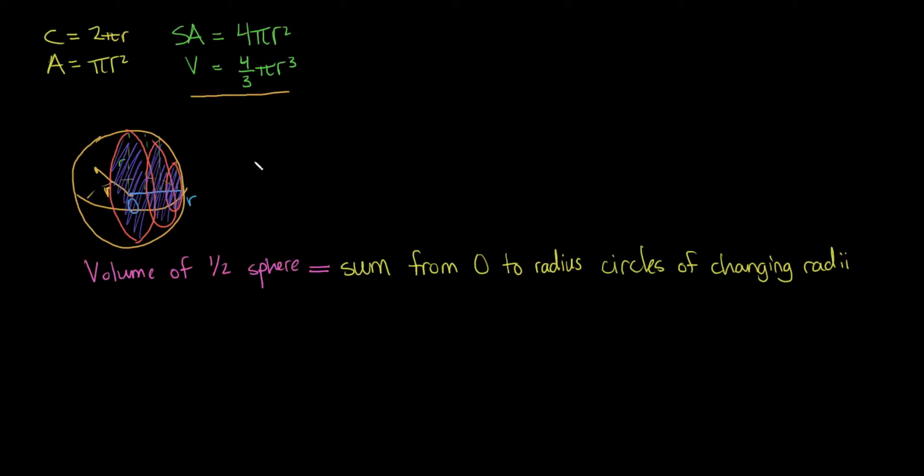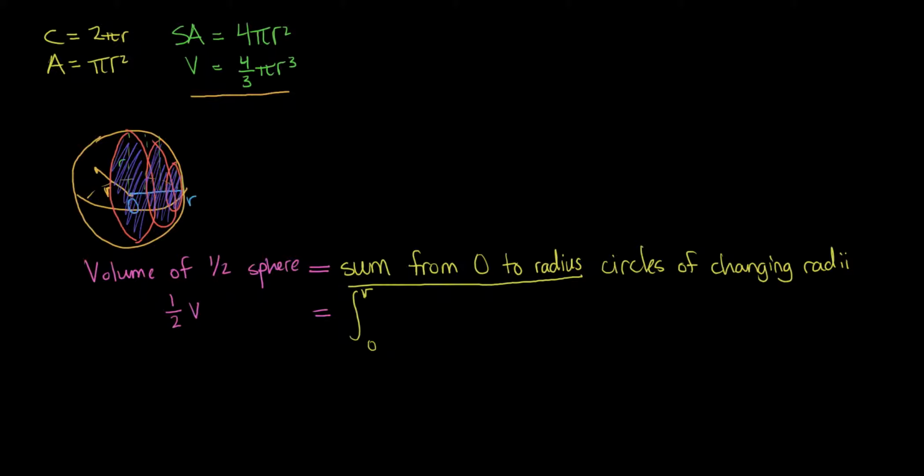So how can we translate this into math? Well, this first part, not that bad: 1/2 v. 1/2 v is going to equal the sum from 0 to the radius of circles of changing radii. Well, this sum from 0 to radius part is perfect for an integral. So we take the integral from 0, which is where we're starting, where we have the largest circles, to the radius, where all the way at the radius, the circles are non-existent, they're really small.